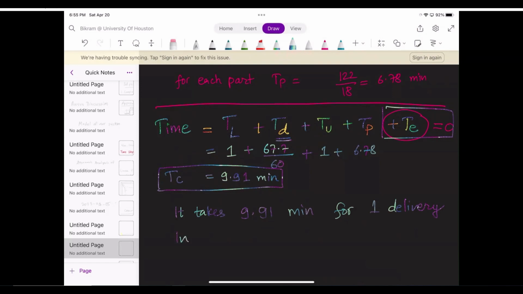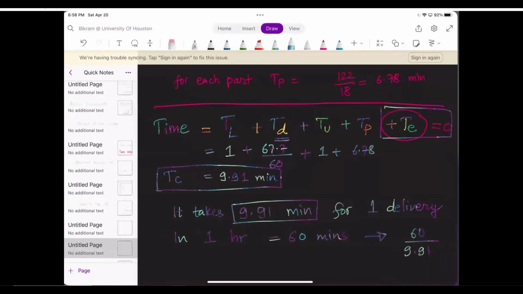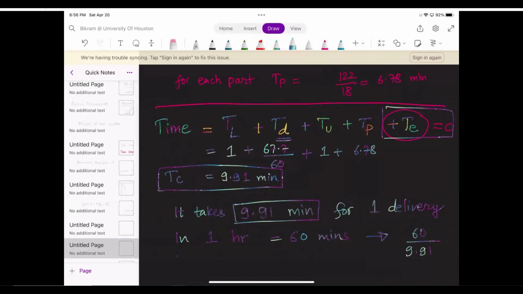So if it takes 9.91 minutes for one delivery, then in 1 hour, which is equal to 60 minutes, how many can we deliver? It is 60 divided by 9.91. This is how many we can deliver, but with the traffic factor of 0.85. So this is like efficiency, okay?